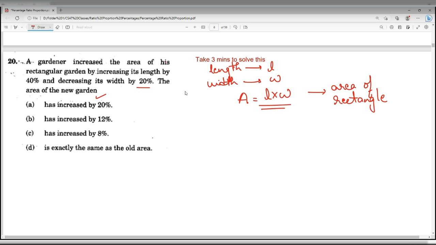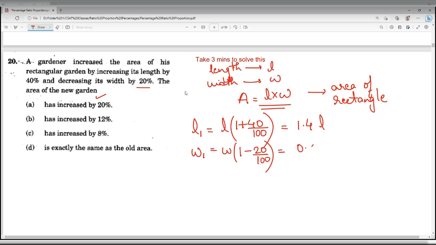Now what they are saying is, the length he has increased. So we'll take L1. Length he has increased by 40%. So L1 is equal to L into 1 plus 40 by 100, and this would be 1.4L. And the new width W1, he has decreased it by 20%. That is W into 1 minus 20 by 100, and this is equal to 0.8 W.